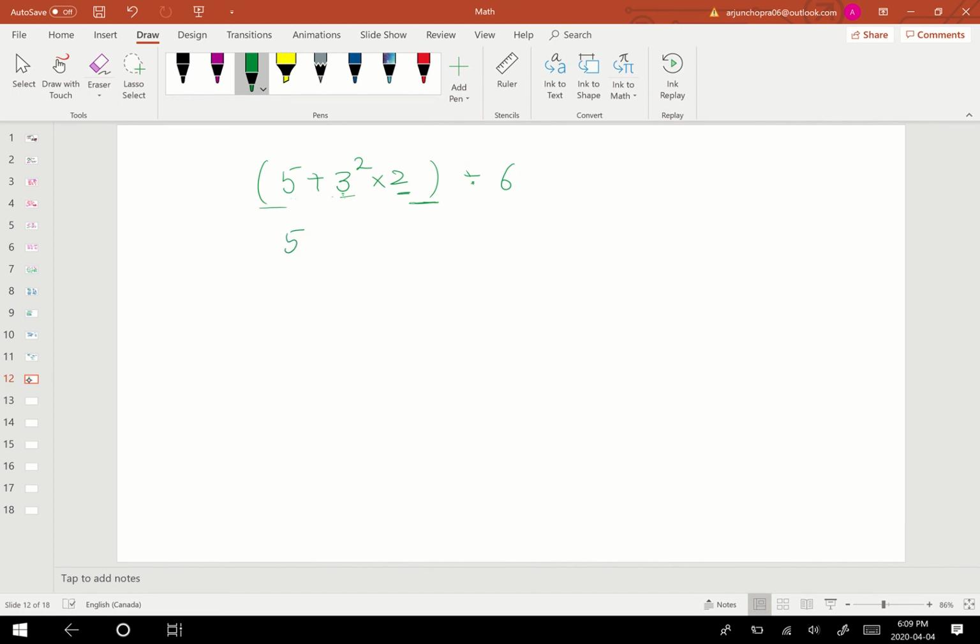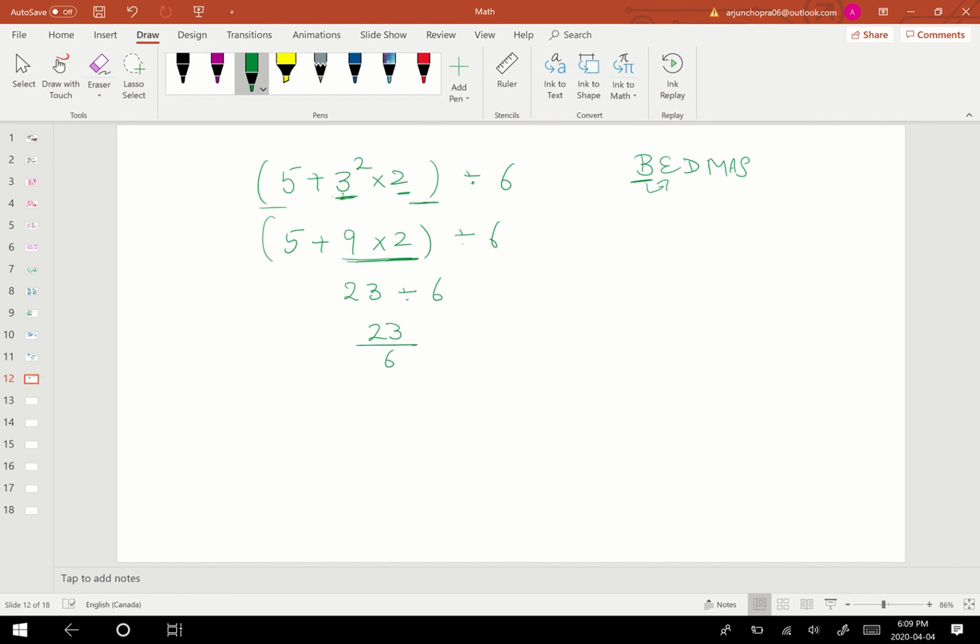So 3 square, it is in the BEDMAS. I'm trying to solve the bracket first. Within the bracket there is an exponent, so I'll solve for the exponent now. 3 square is 9, times 2, and then divided by 6. In this operation, multiplication comes ahead of the addition, so 9 times 2 is 18. 18 plus 5 is 23, divided by 6. So 23 divided by 6. I'm not going to solve it in decimal places. I'll leave it as it is.